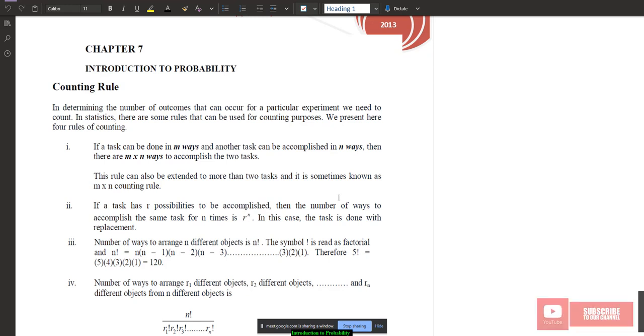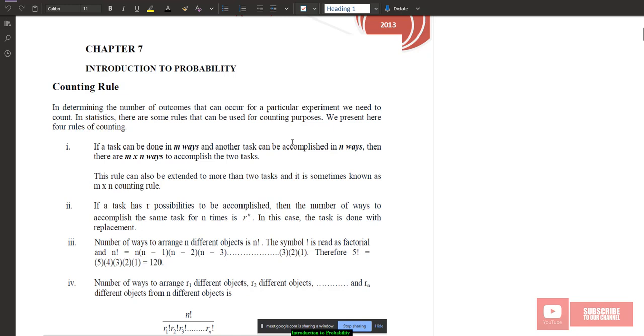So today we're going to start with the new topic, which is Introduction to Probability. In Introduction to Probability, we will learn first the counting rule, how to count, and then we will start with the revision on set theory, and then we will start with the Introduction to Probability. We will learn Bayes theorem and tree diagram, right?